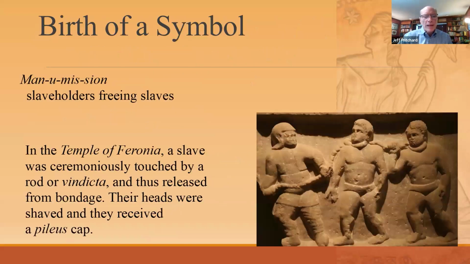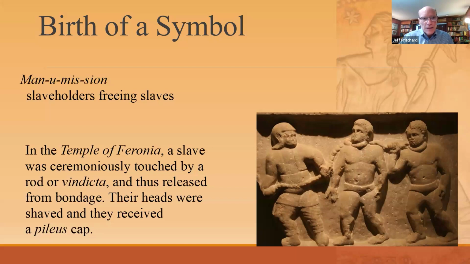So let's begin. Since the beginning of time, virtually every society has employed slavery. Our story today begins a little over 2,000 years ago, in about 200 BC. In ancient Rome, if a slaveholder wanted to free one of their slaves, it required a formal ceremony called manumission. In Rome, this took place at the Temple of Feronia. And at the height of the ceremony, the slave was touched with a rod or a staff called a vindicta. And at this point, the slave was free.